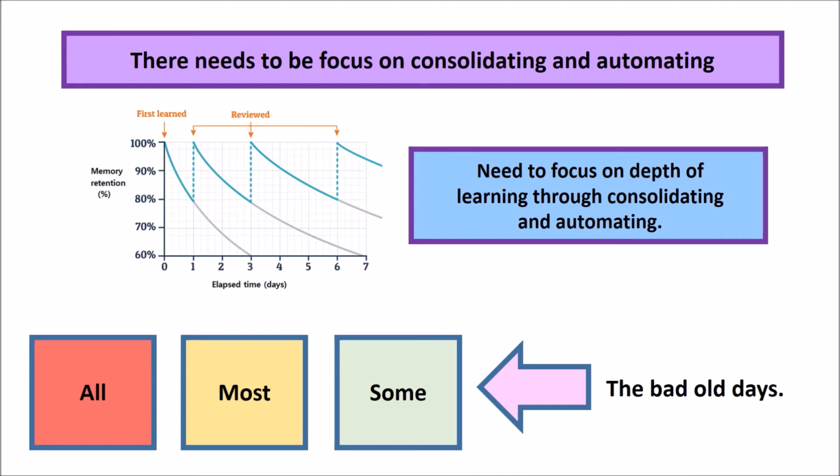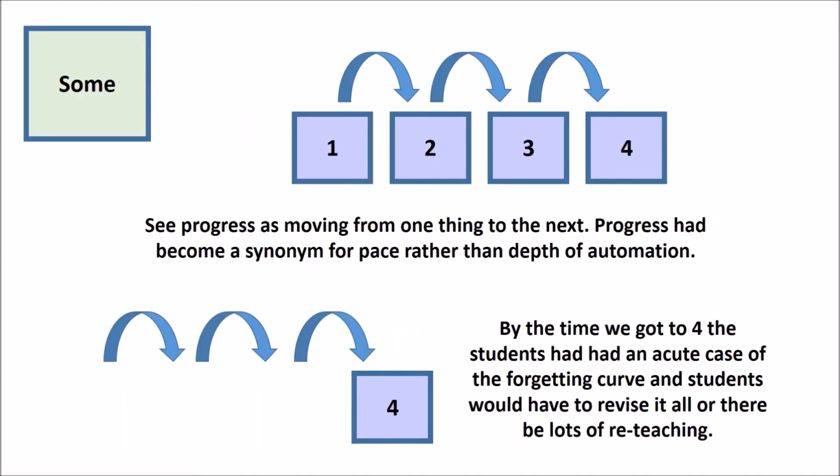We have to be building a curriculum, and we have to be using retrieval practice within that curriculum to make sure that everybody gets to build a cathedral. And the reason for that is if we just rely on, well, some can do something, it means that we just see progress as moving from one thing to another. And it often becomes about pace rather than automation. It becomes about moving through the learning journey quickly rather than making sure that things are bedded in.